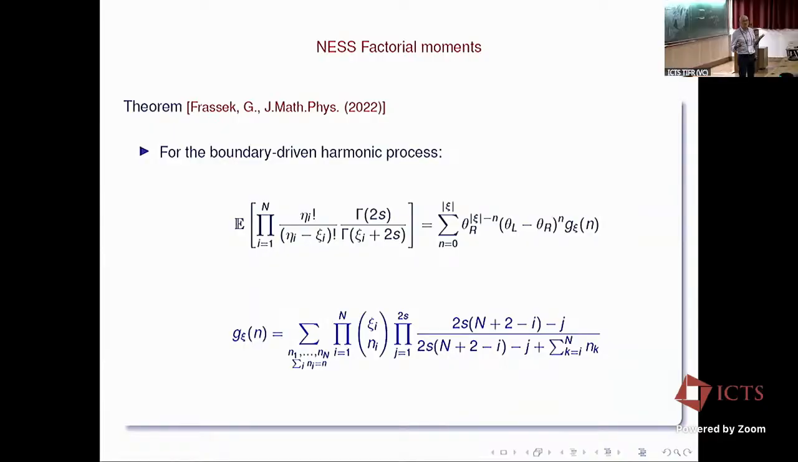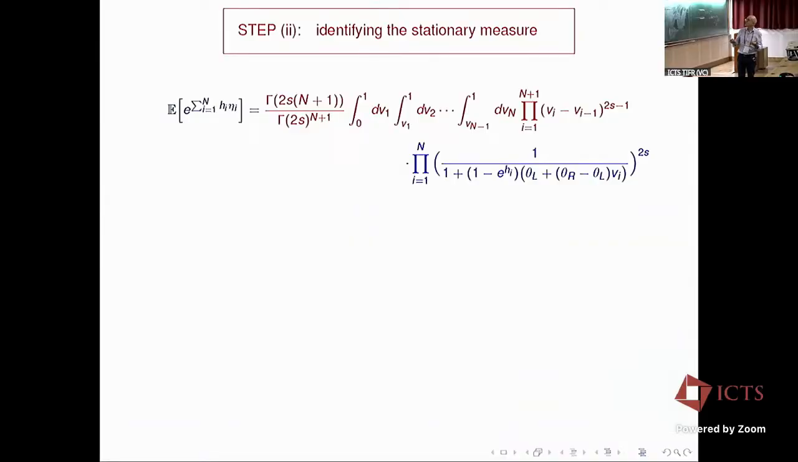Computing this generating function, everything becomes more transparent. If you do this computation, this is the end result, and you see that there is a blue part and a red part. The blue part can be recognized as the generating function of a negative binomial random variable, which is written here, with a parameter which is side dependent. And the law of this parameter is this red part, which can also be recognized.